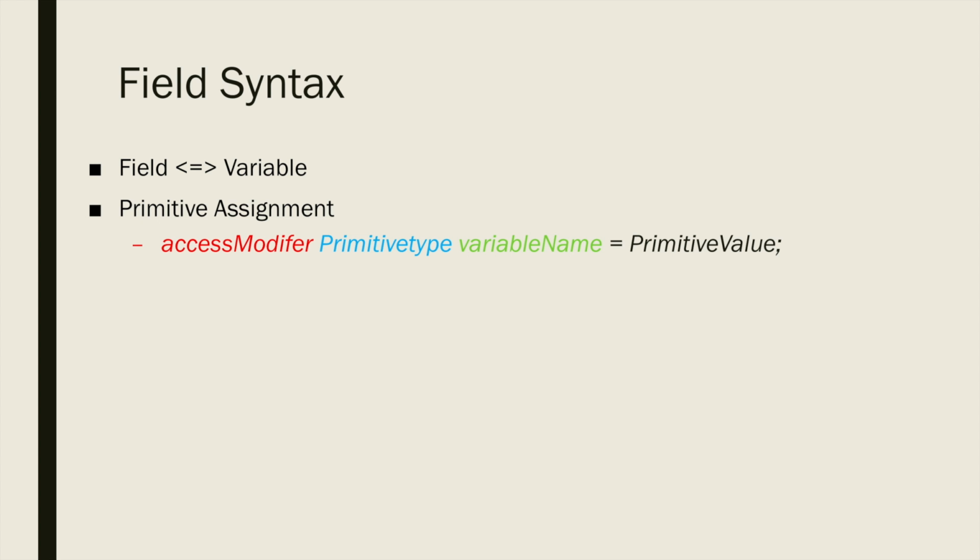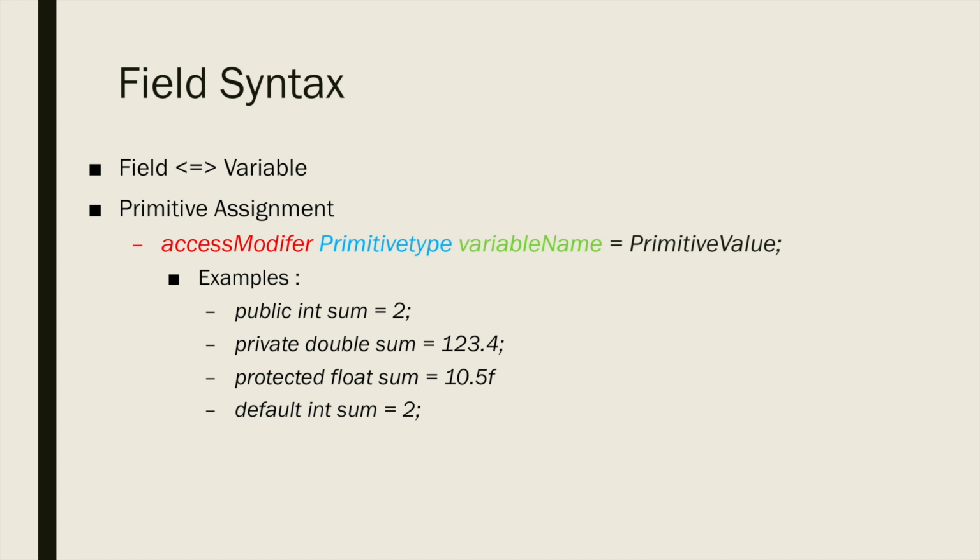First, we have primitive assignments, which, as the name suggests, is when a primitive is assigned to a variable. You can see that the syntax is really basic. You just give the access modifier, which describes the accessibility of the variable, the type, the name, and finally the value. You can see what the assignments will look like in the examples below.